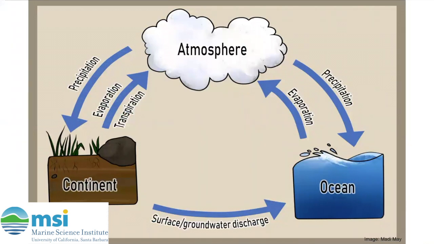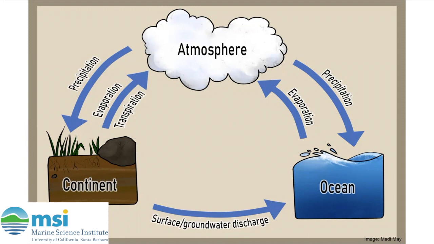This is a model of the water cycle. This version is a little bit simpler to understand the connections. Here we have our three main reservoirs: the oceans, the atmosphere, and the continent. Then we have the fluxes, or the movement of water between these reservoirs, or how the water moves from one place to the next. In this case, there's precipitation, evaporation, transpiration, and surface and groundwater discharge.